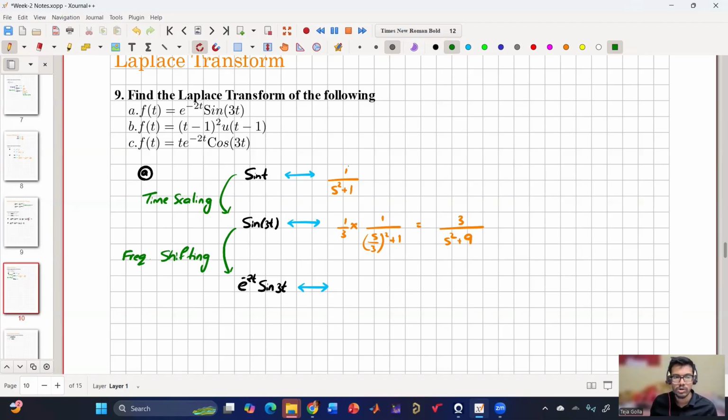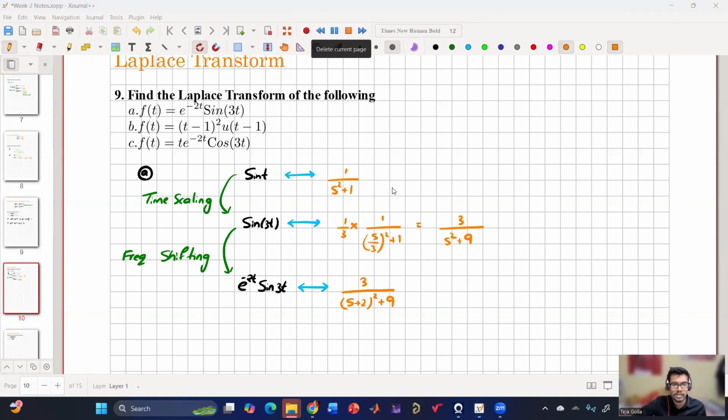S plus 2, right? So if we have s minus a, we'll get e to the power at. So if we have e to the power minus at, then we'll have s plus a. So the Laplace transform is 3 by (s plus 2) whole square plus 9. So is this clear for everyone how we are using the properties?